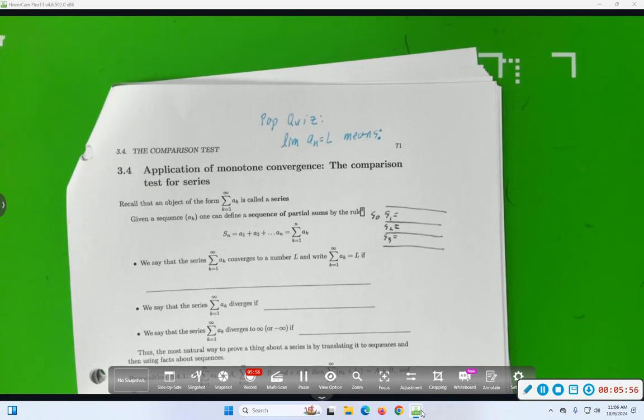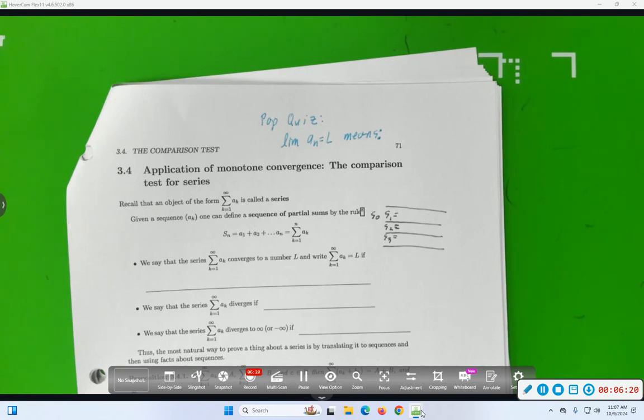So, let's start in on an application of monotone convergence. So what have we shown so far? We've shown that if a sequence is monotone and bounded, then it converges. If it's increasing, then it converges to the supremum of the terms. If it's decreasing, it converges to the infimum. And those things exist by completeness.